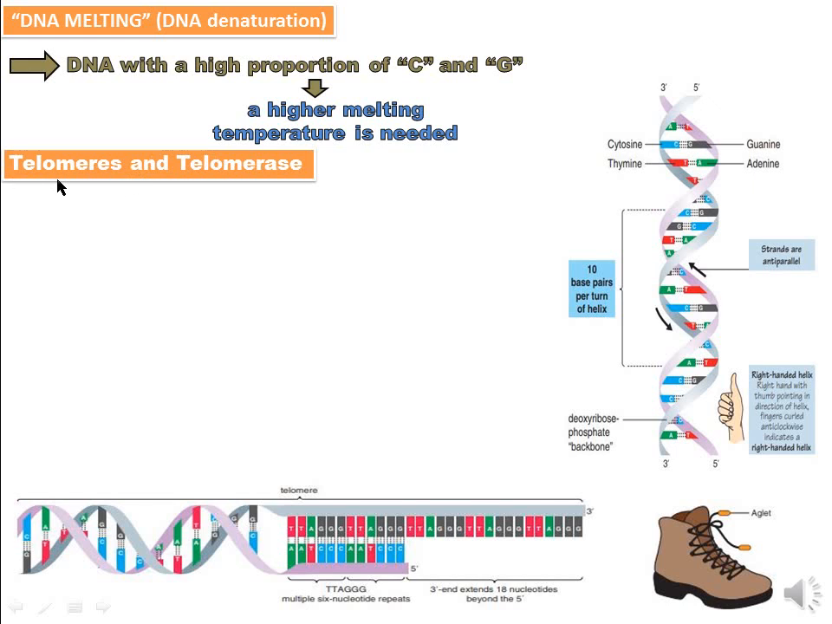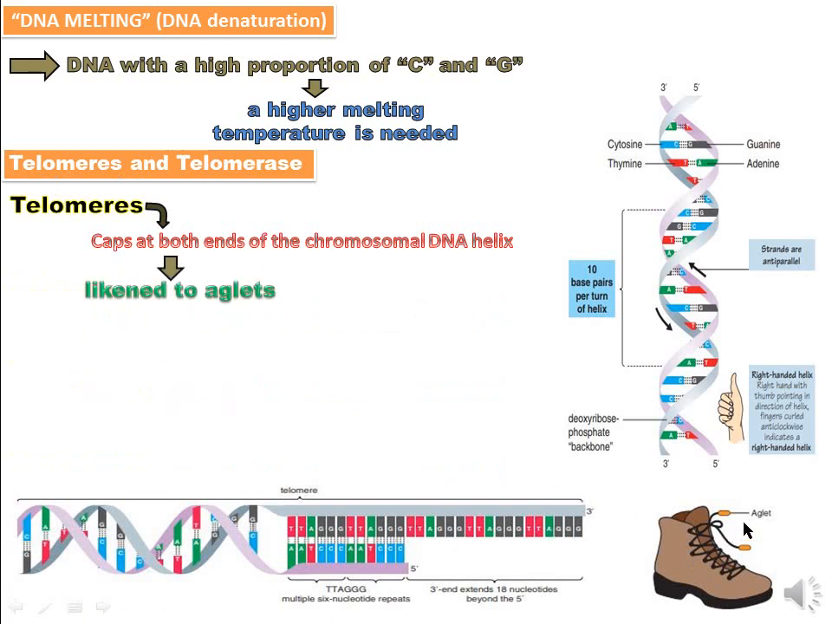So if I move toward the telomeres, telomeres are a cap at the end of a DNA helix, like the aglets. Aglets are the ending caps of laces, and it means no further progression. And in vertebrates, telomeres are a repeat of a sequence like thymine, thymine, adenine, guanine, guanine, guanine. This is a sequence of the telomeres that attracts the proteins that form the protective cap at the end of a DNA strand.